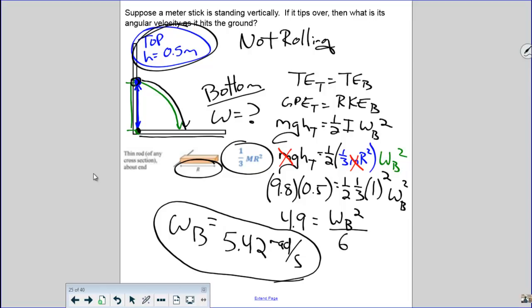All right? So conceptually, it's still just conservation of energy. You've got to deal with this rotational inertia, and then it's just a lot of algebra, really. Okay? So there we go.